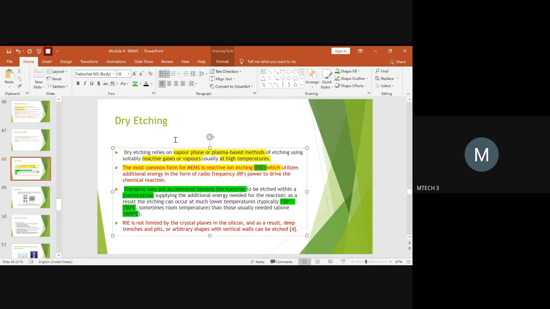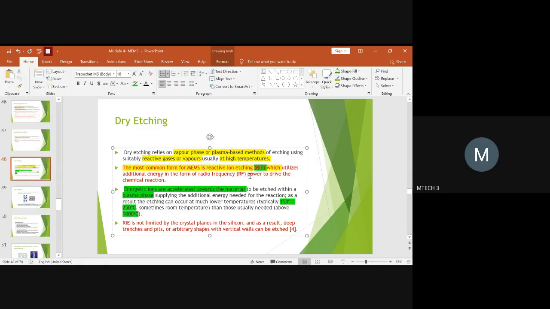So what is a common fundamental? In dry etching, you will be using a plasma based method. In the plasma based method, you will be having a set of reactive gases or vapors that will be passed at a very high temperature. Under plasma based methods, the most important technique used is reactive ion etching, which is called RIE.